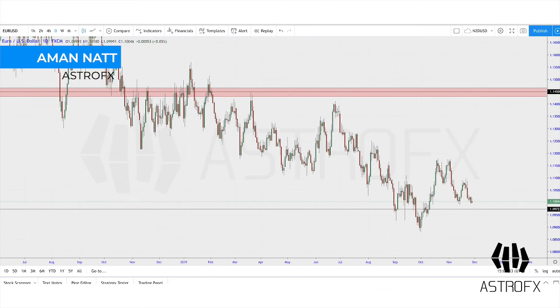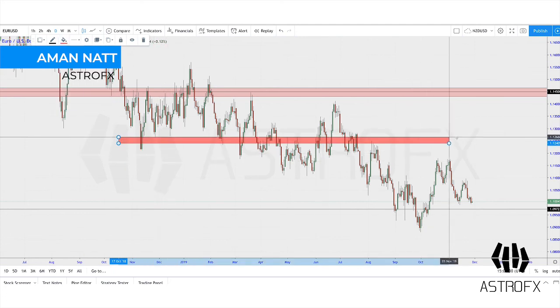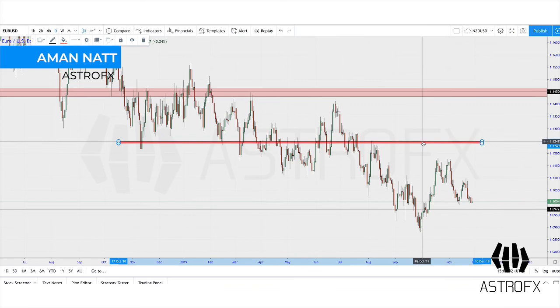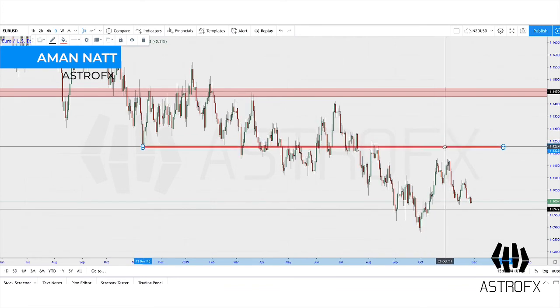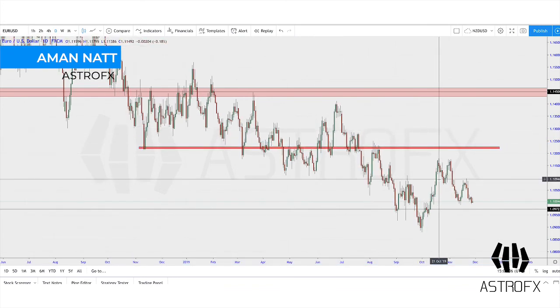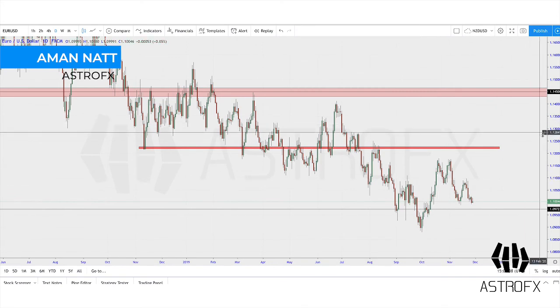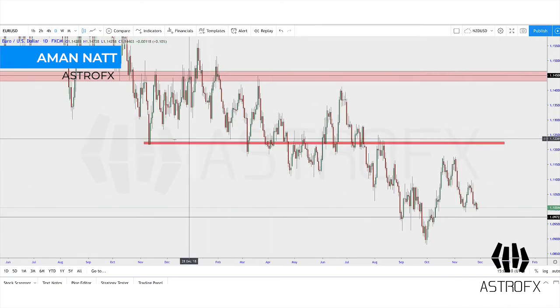So get your rectangle tool. We might make a different color just for this example. And this is all about your personal opinion. So I could potentially say, right, I think there is a nice little key level which the price has a hard time breaking. So bounce there, bounce there again, bounce there again.